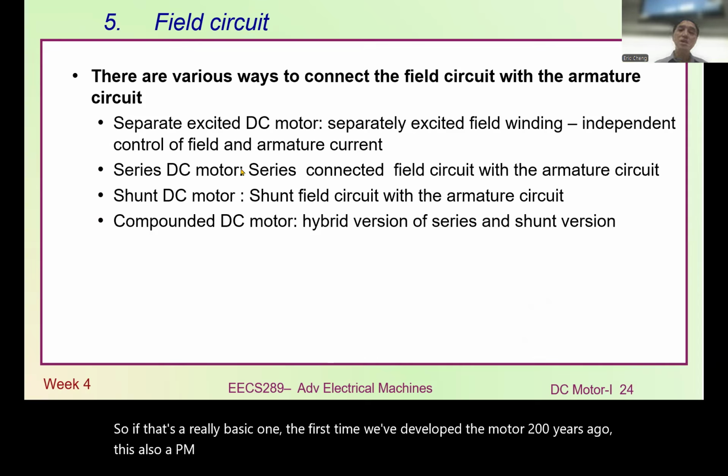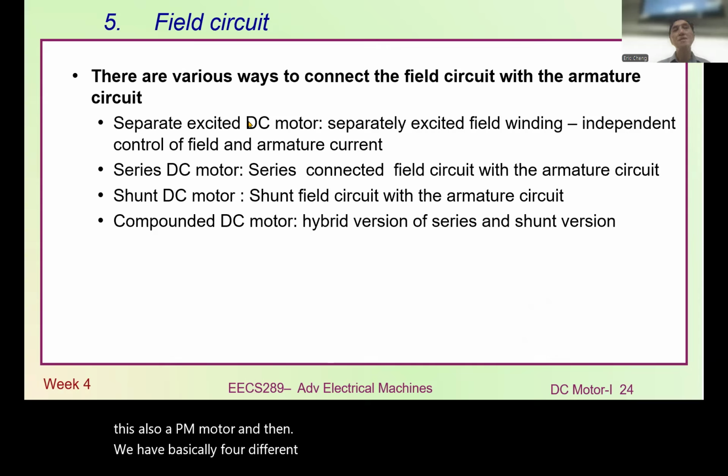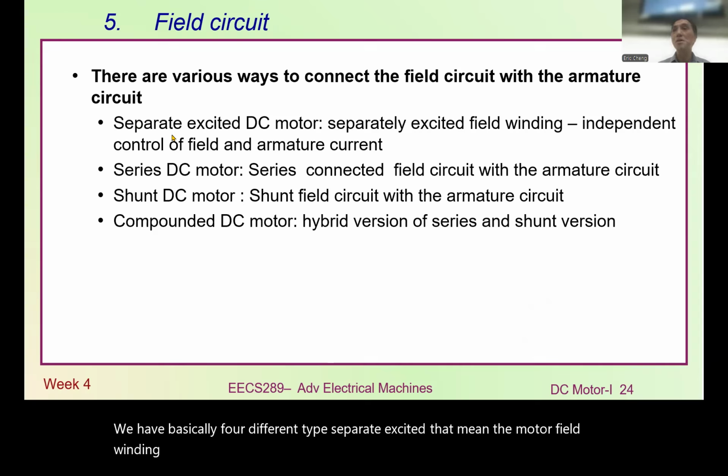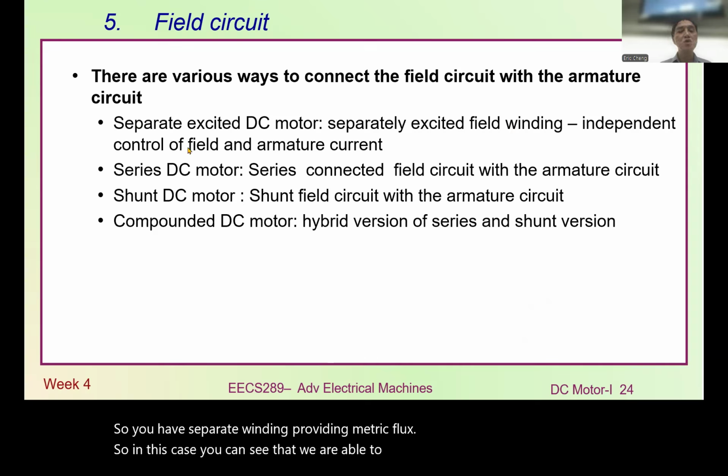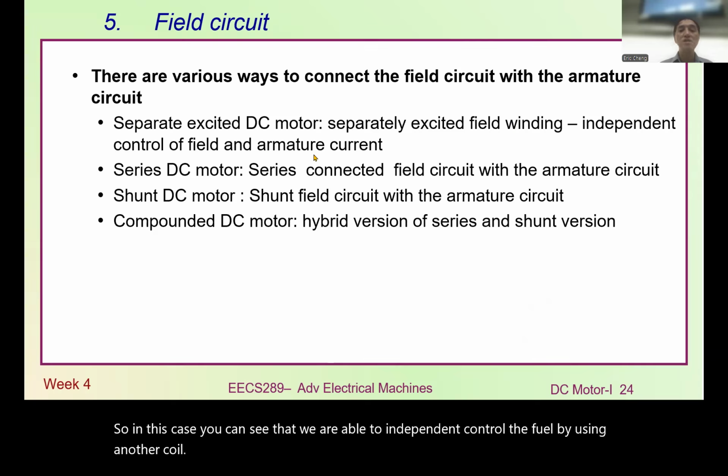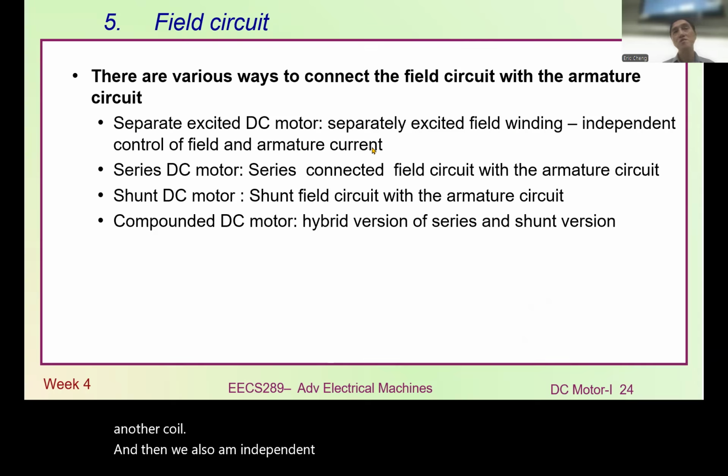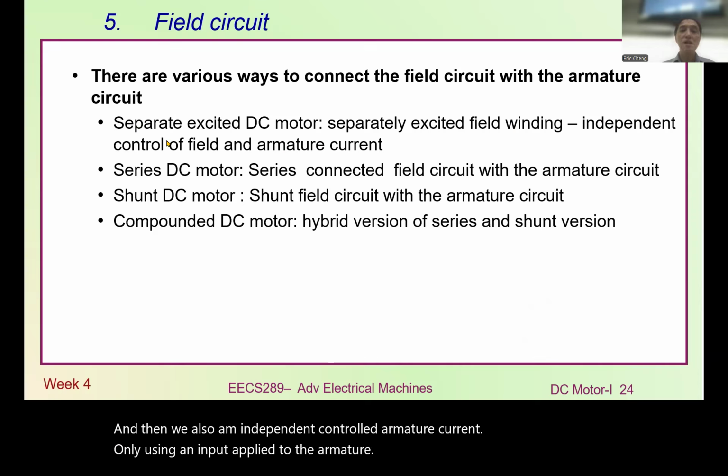And then we have basically 4 different types. Separate excited, that means the motor field winding are separately applied to the motor. So we have separate winding provide the magnetic flux. So in this case, you can see that we are able to independently control the field by using another coil. And then we also independently control the armature current, because armature current only using an input voltage applied to the armature. However, that will require 2 separate circuitry.